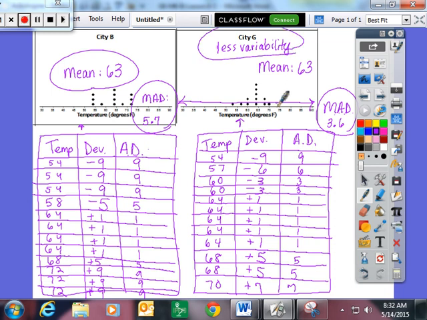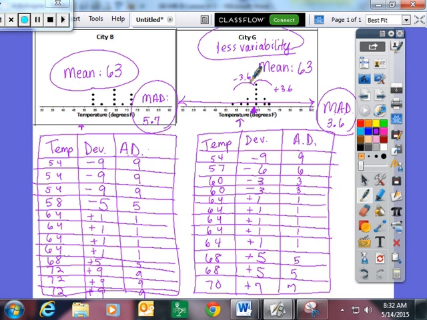City G's temperatures are on average 3.6 units or degrees away from its mean. So if your mean is at 63 and you're drawing your triangle here, okay, your temperatures have a deviation of plus 3.6 or minus 3.6 on average, okay?